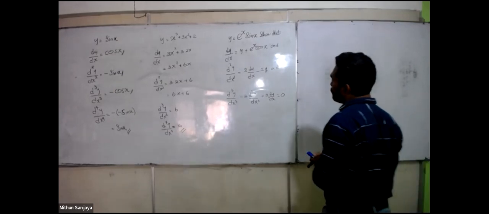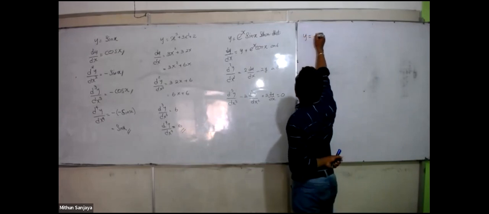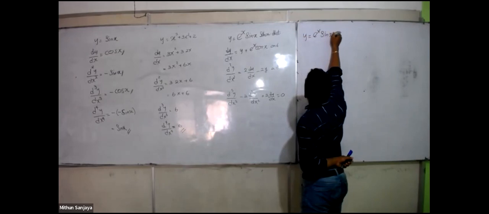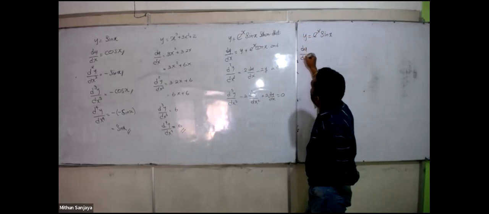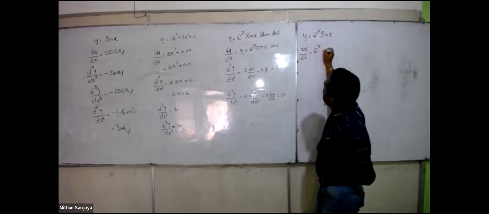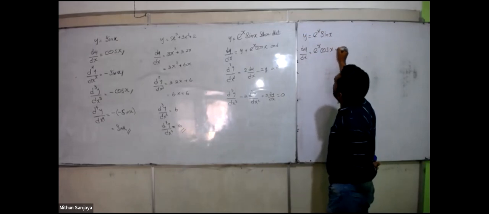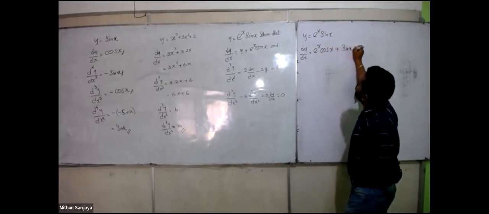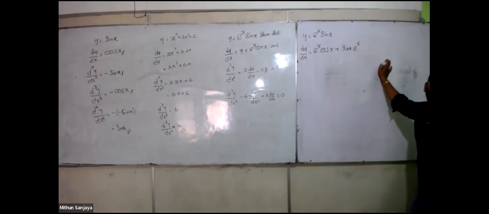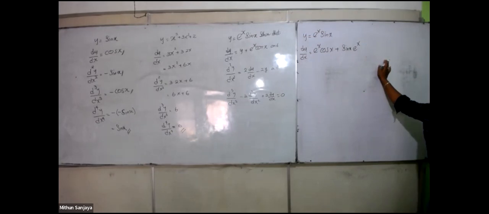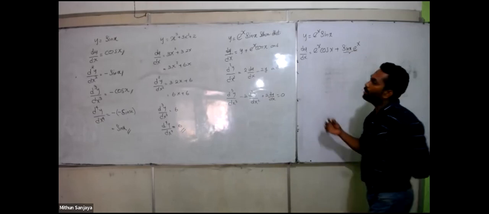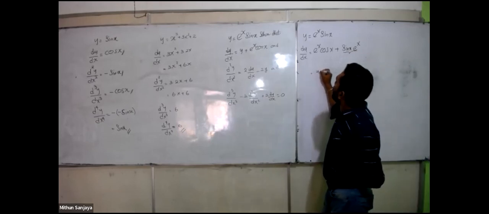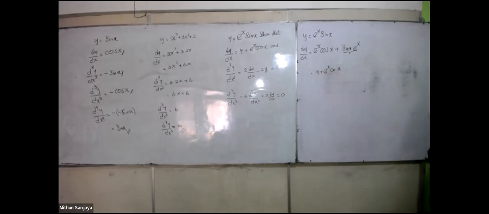Let's see. Here y equals e^x sin x. Now we get dy over dx. dy over dx equals e^x times the differentiation of sin x, which is cos x, plus sin x times the differentiation of e^x, which is e^x, because we have a product uv. Now look at this: e^x sin x is y. Then you can write it as y plus e^x cos x.